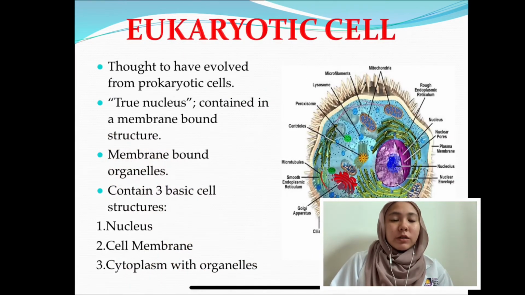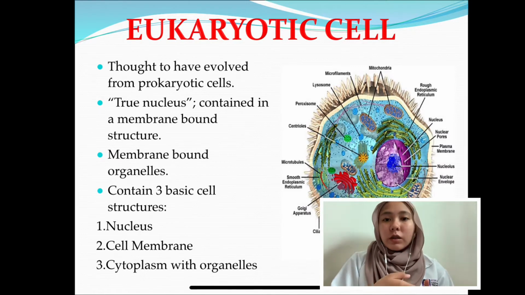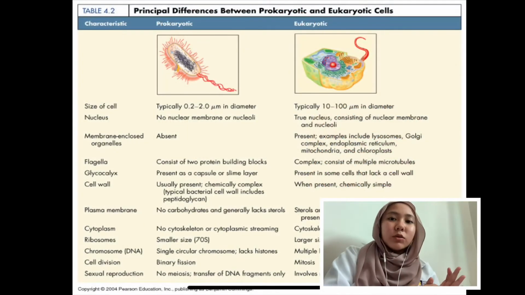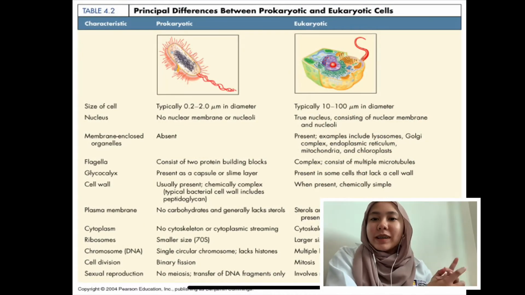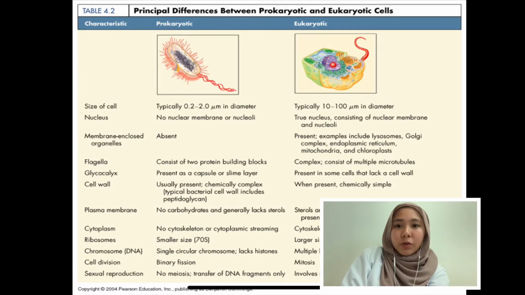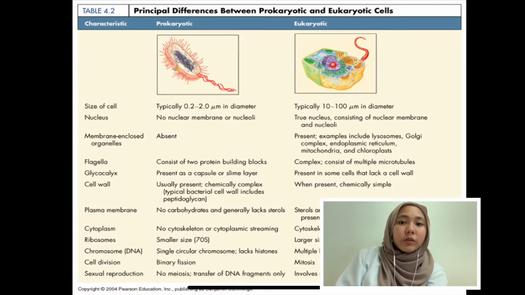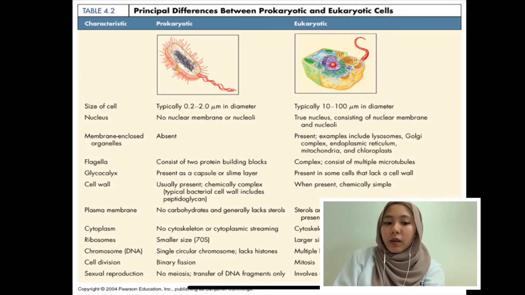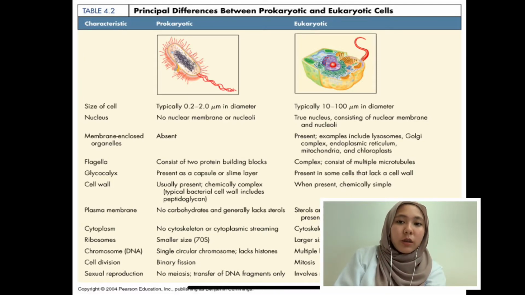Meanwhile, eukaryotic cells have three important compartments, which are a nucleus, plasma membrane, and cytoplasm that contains other organelles such as mitochondria and Golgi apparatus. There are two types of eukaryotic cell, which are plant cell and animal cell. So here are the differences between prokaryotic and eukaryotic cells. Prokaryotic cells don't contain a nucleus, while eukaryotic cells do contain a nucleus. Next, the ribosomes are bigger in eukaryotic cells compared to prokaryotic cells, which are smaller. The cell division for prokaryotic cell is binary fission, and for eukaryotic cell is mitosis.